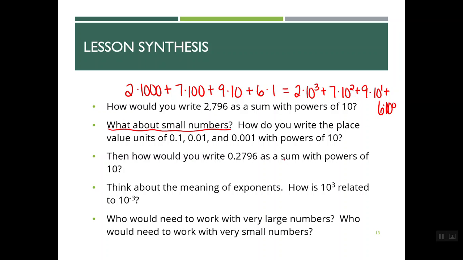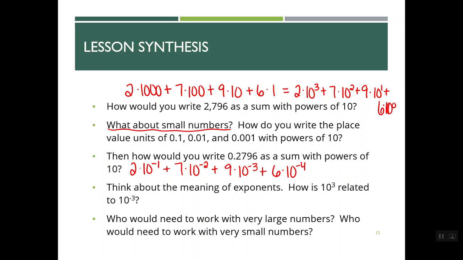How would we do this one? 0.2796 as a sum with powers of 10. Well, this would be similar to how we did the top, but it's just with negative exponents. So 2 times 10 to the negative first, this is the tenths, plus 7 times 10 to the negative second, that's the hundredths, plus 9 times 10 to the negative third, plus 6 times 10 to the negative fourth.